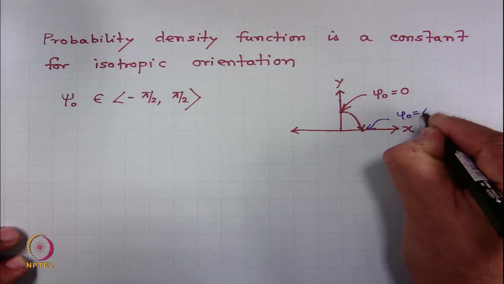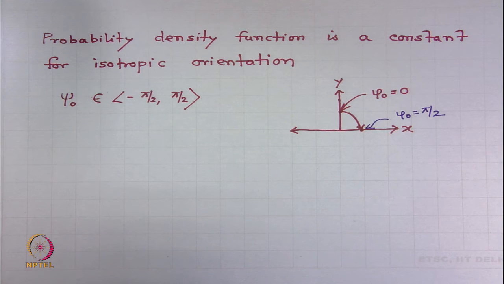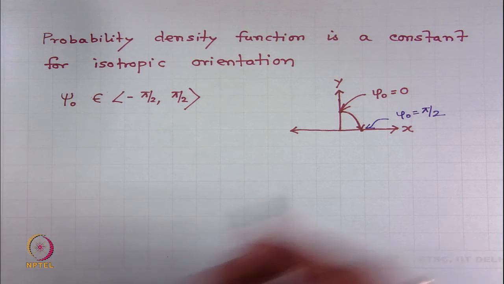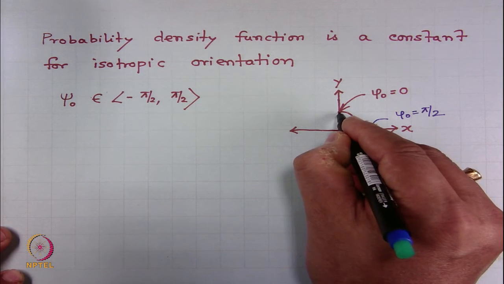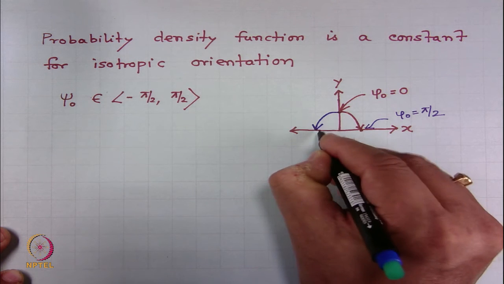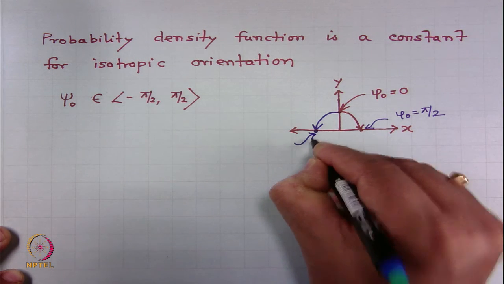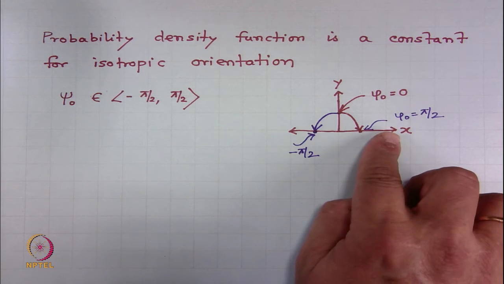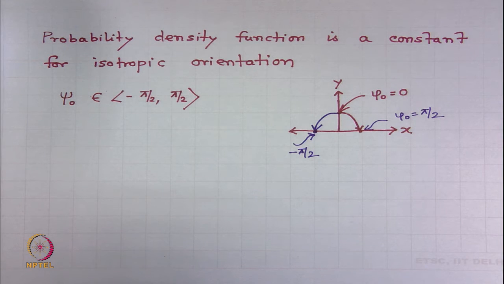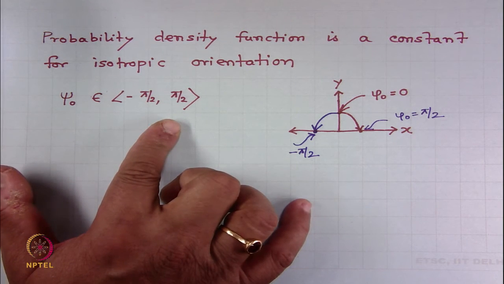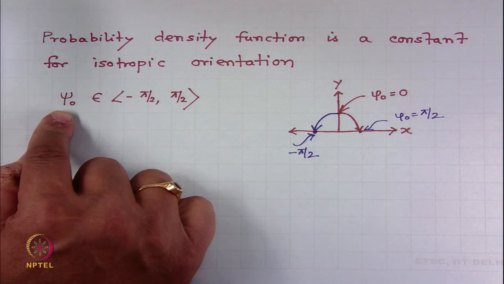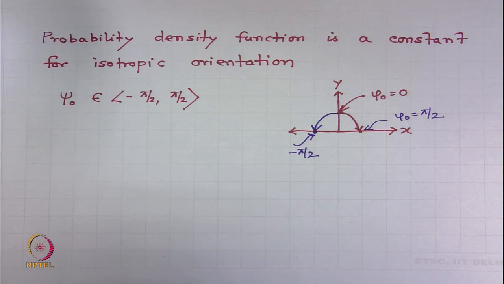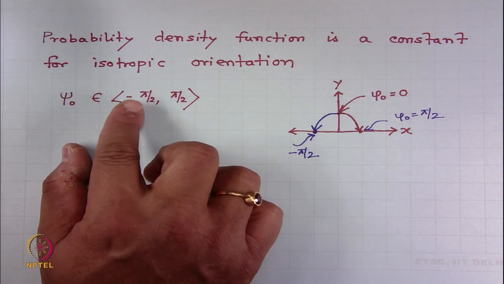Phi 0 is pi by 2, positive, first quadrant. But suppose we start from here and we come to this second quadrant. At this point this angle is minus pi by 2. So, there are the two extreme possibilities, it can be pi by 2 to minus pi by 2. So, all the angles will lie within this interval. So, this is a random variable, angle of inclination of a fiber segment from one axis, say yarn axis. So, it will vary from minus pi by 2 to pi by 2.